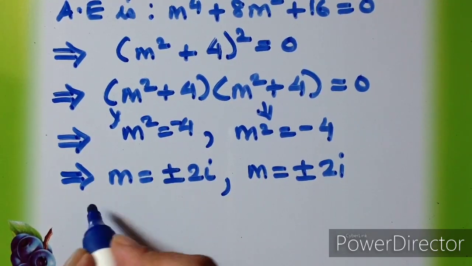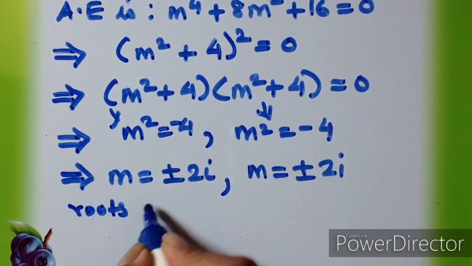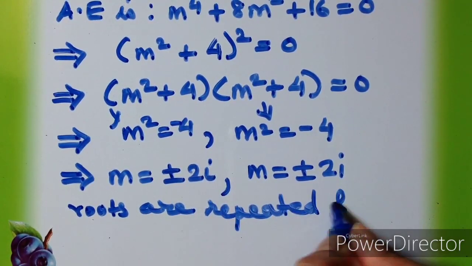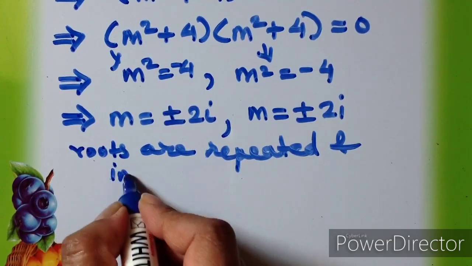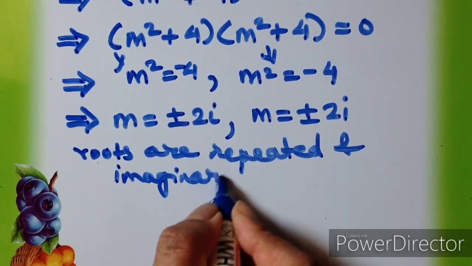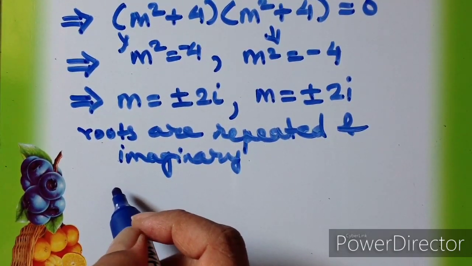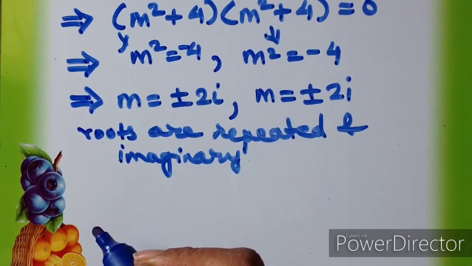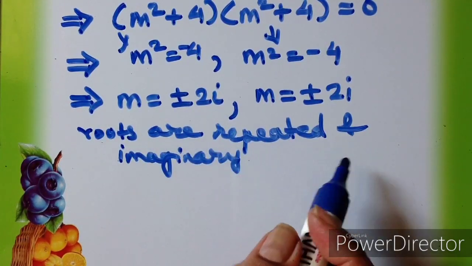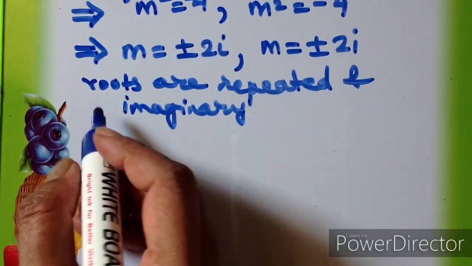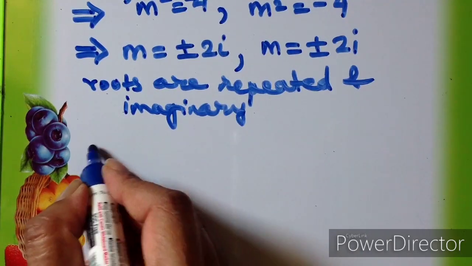So what type of roots are these? Roots are repeated and imaginary. So if roots are repeated and imaginary, then this becomes case 4. Remember we have 4 cases. Case 1, roots are real and distinct. Case 2, roots are real and repeated. Case 3, roots are imaginary. And case 4, roots are repeated and imaginary. In this particular case, once again you can rewind the video and go back and check the case.